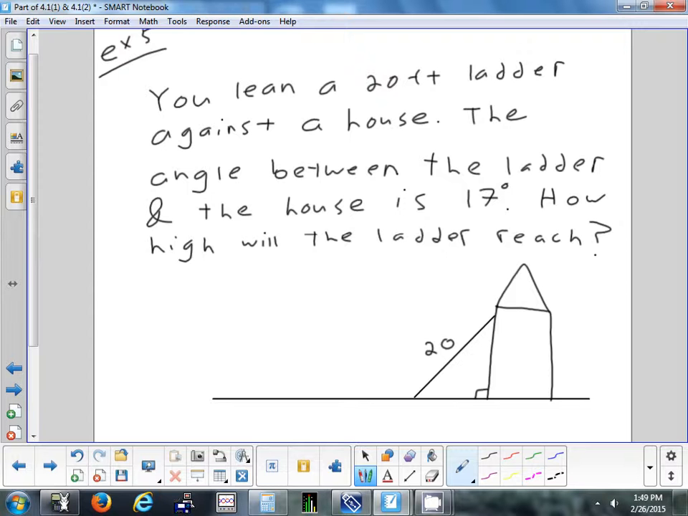It does make a difference which one, because they specifically say it's the angle between the ladder and the house. So where would it have to go? It has to go at the top. If you put it at the bottom, it comes out wrong. And they want to know how high the ladder will reach. So what are you basically trying to find in that triangle? The height. Call it A, X, whatever you want to call it.